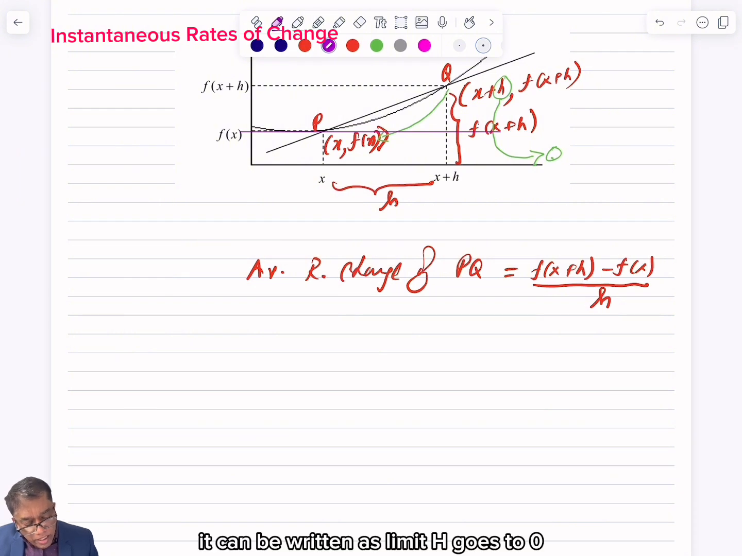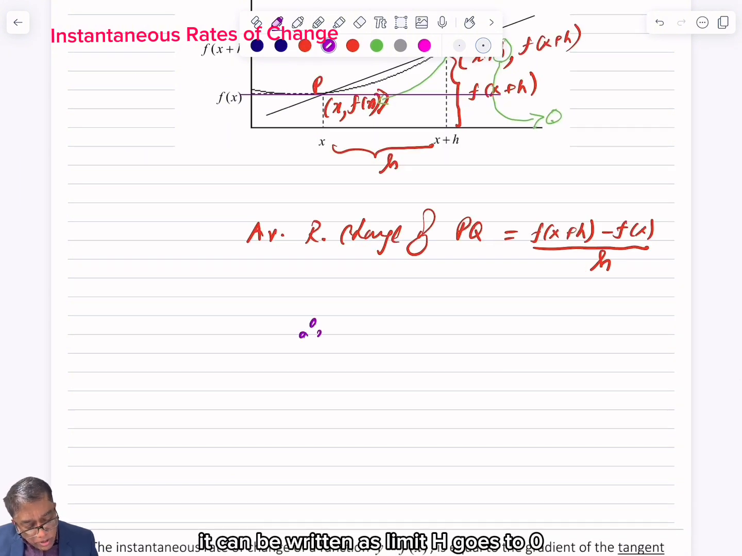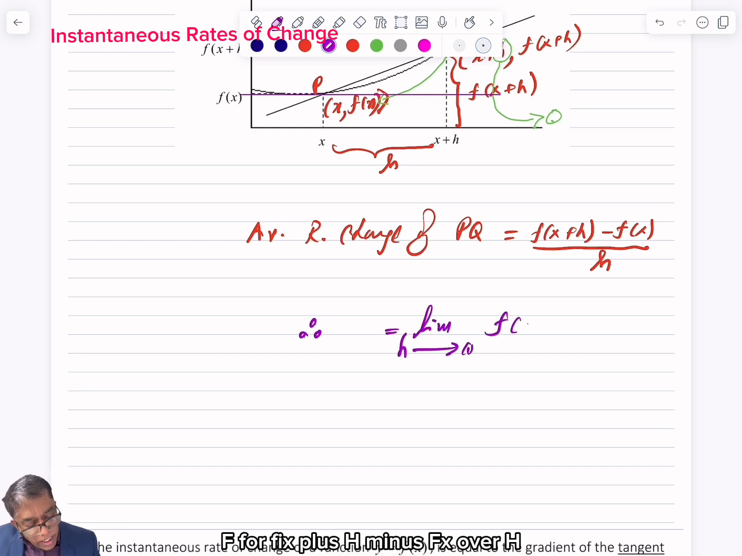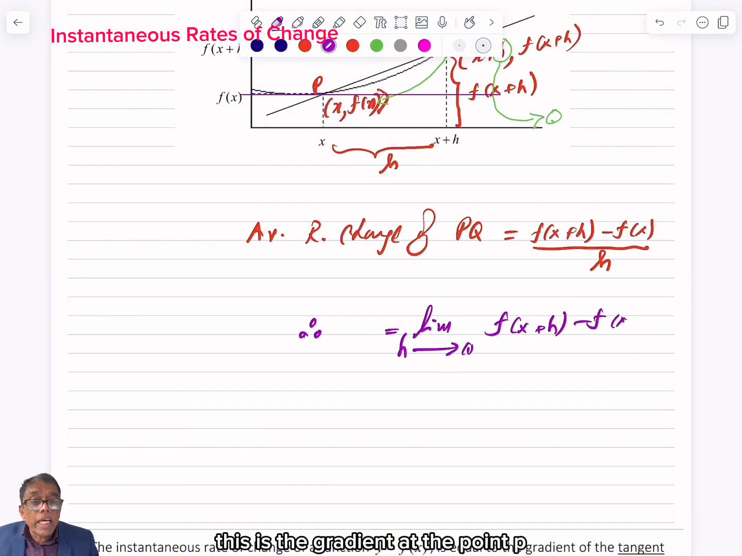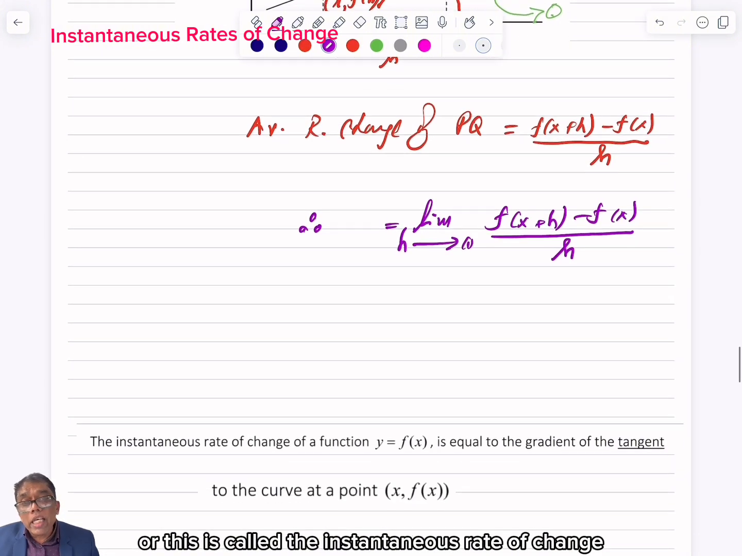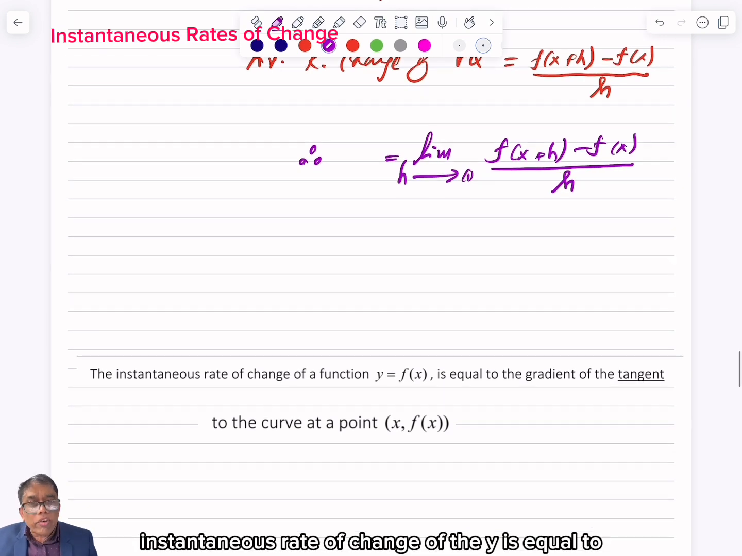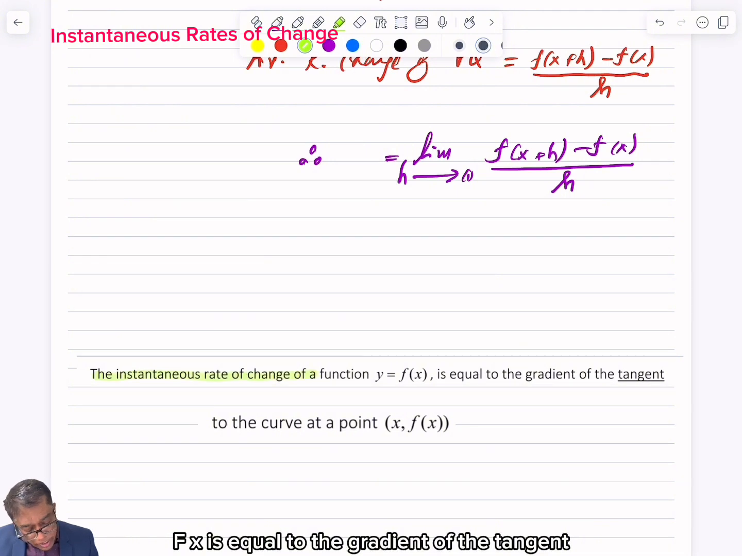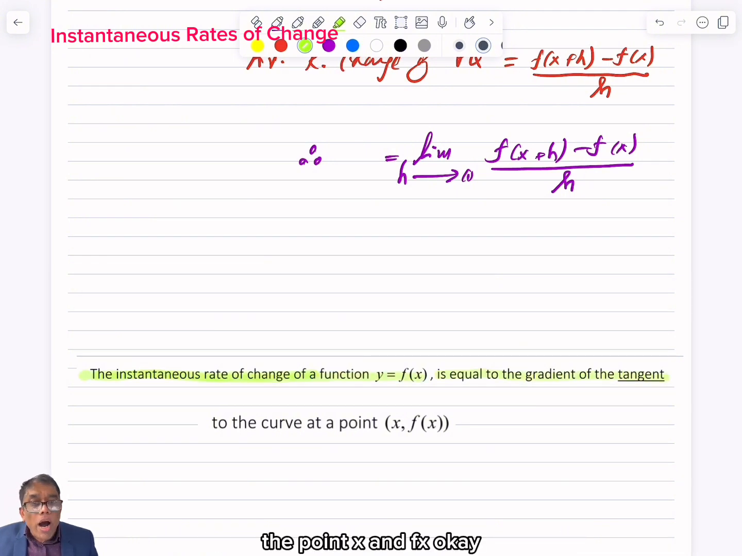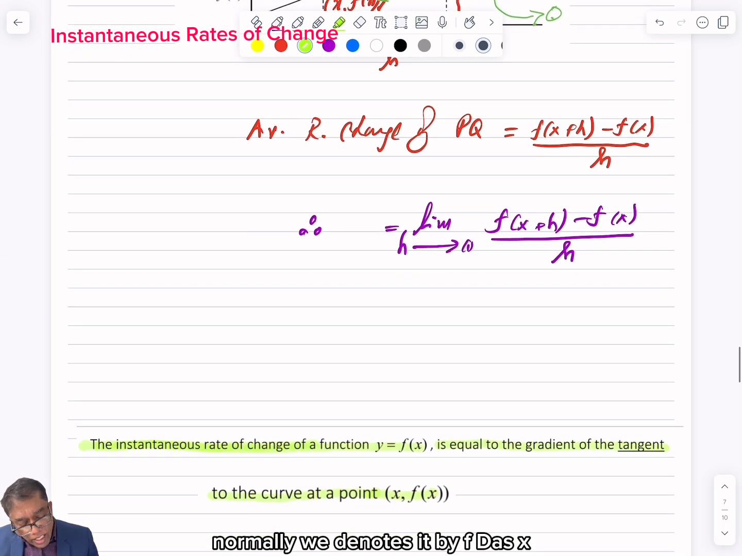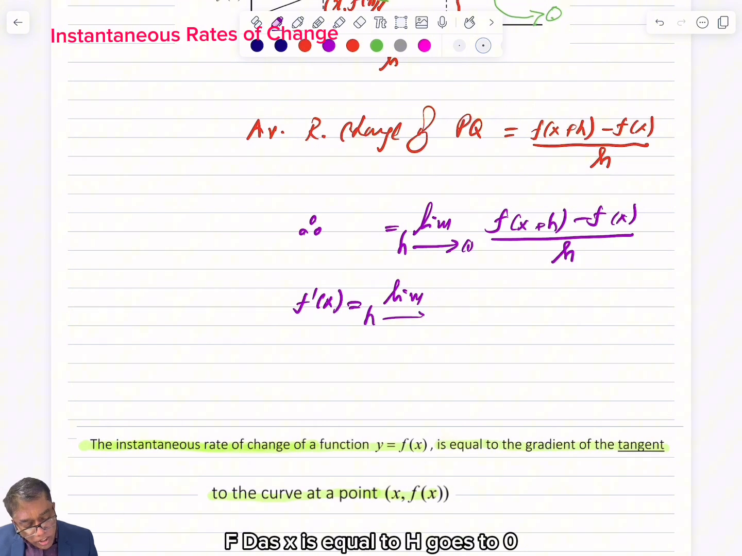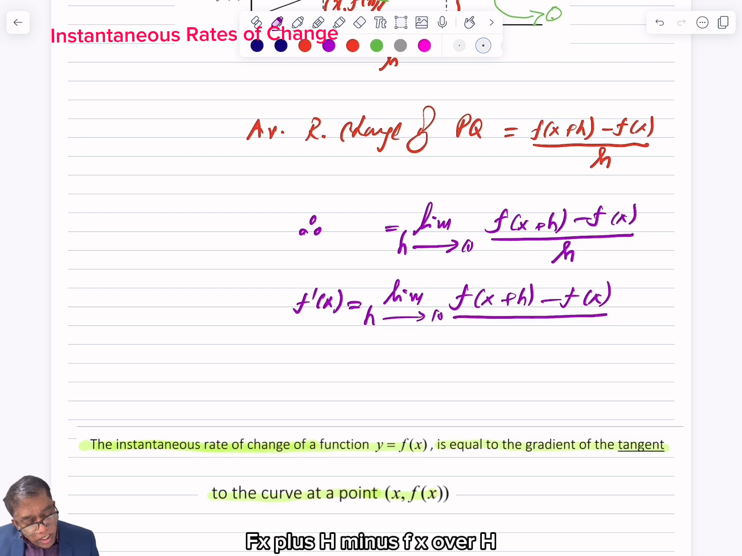It can be written as limit h goes to 0 of f(x plus h) minus f(x) over h. This is the gradient at the point P, or this is called the instantaneous rate of change. The instantaneous rate of change of y equals f(x) is equal to the gradient of the tangent to the curve at the point x, f(x). Normally we denote it by f dash x. f dash x is equal to the limit as h goes to 0 of f(x plus h) minus f(x) over h.